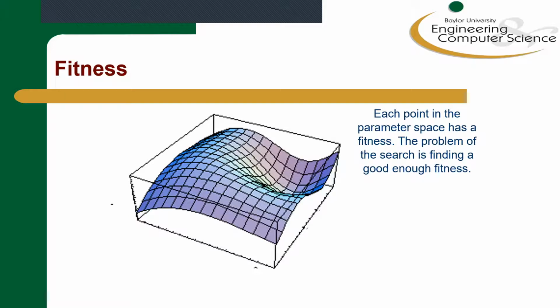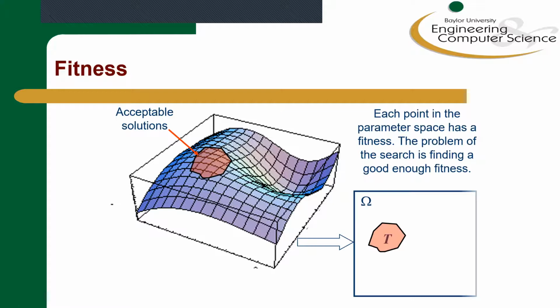And each point in the parameter space has a fitness. We looked at this with the pancakes, right? And the problem of the search is to find a good enough fitness to allow for the search to be declared complete. And so we have this subset of acceptable solutions. And typically, if we're doing maximization, they are going to lie on top of the fitness curve. So this fitness curve corresponds to this little target down here.